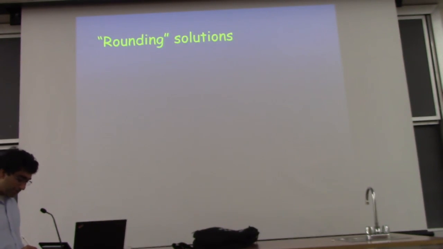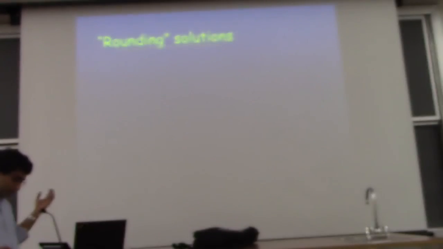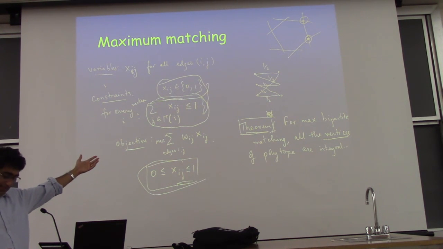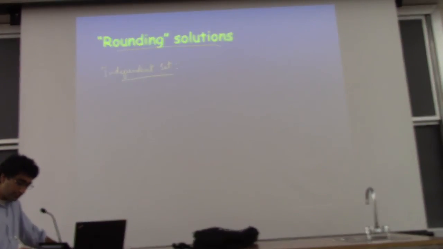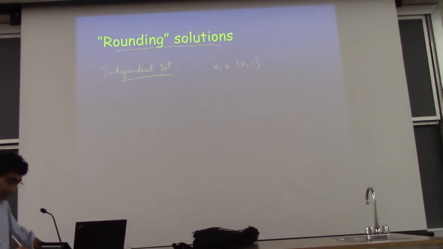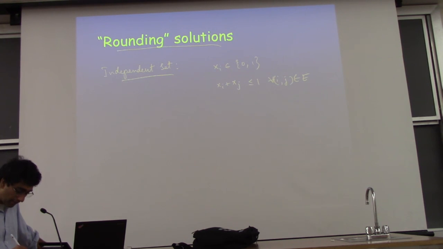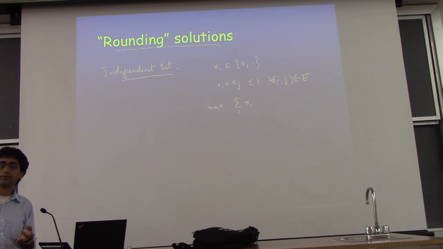Okay. So there are many problems, as I said, where it's not so nice as maximum matching. Let's look at this independent set problem. So again, let's go back to independent set. Here you have constraints like xi belongs to {0, 1} and xi plus xj is less than or equal to 1 for all ij being an edge, and you want to maximize the sum of xi. Okay. So this is an independent set.